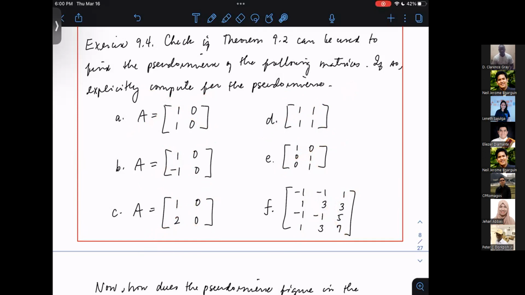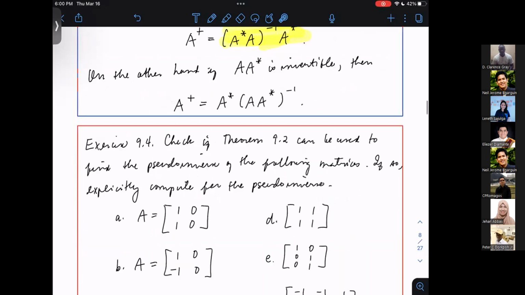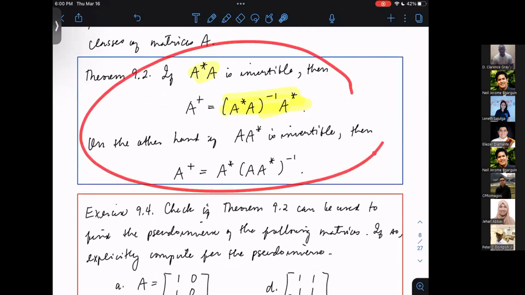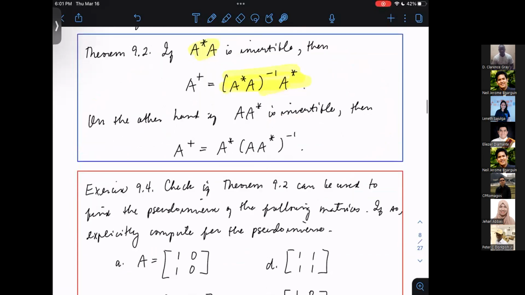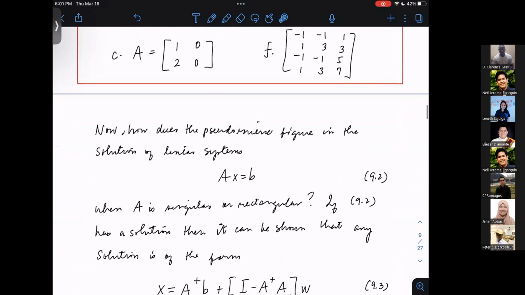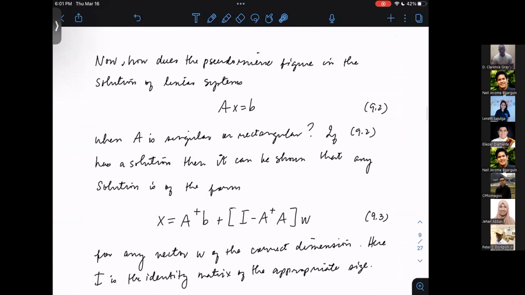But I guess the point of exercise 9.4 is really to show that even, or actually especially, non-invertible matrices will have a pseudo inverse, which we can compute hopefully with the help of theorem 9.2. Okay. All right, so I hope you do that. And if you encounter some problems, then I'll be more than happy to help you with that.